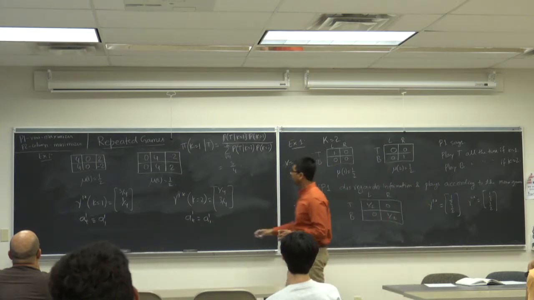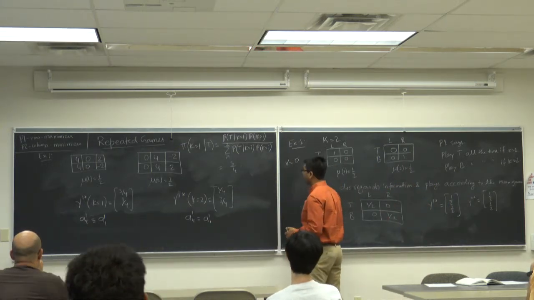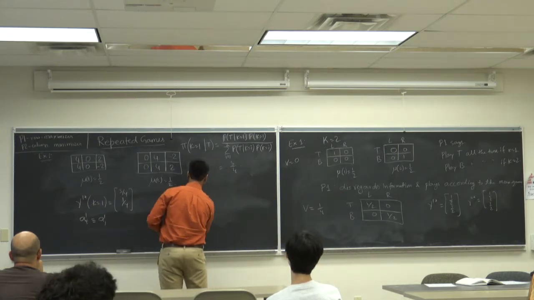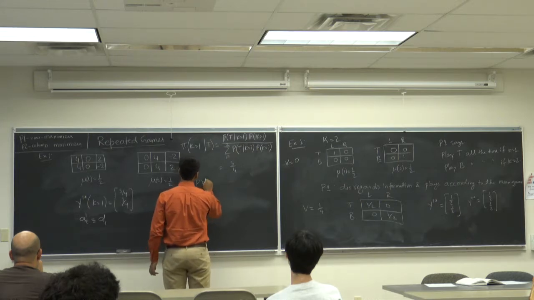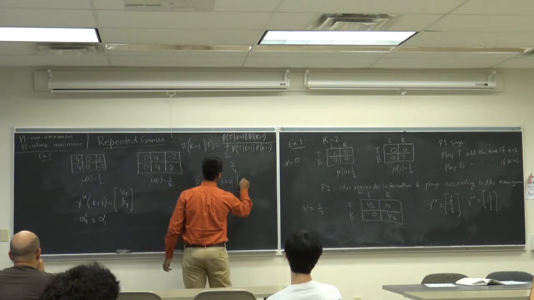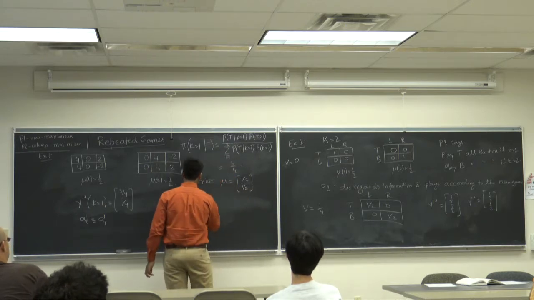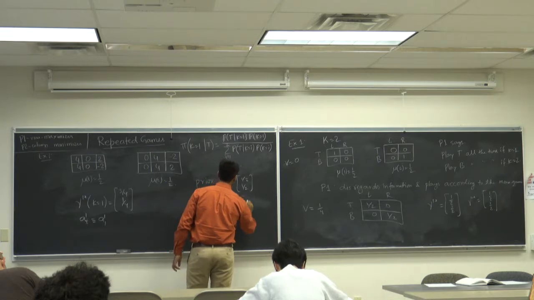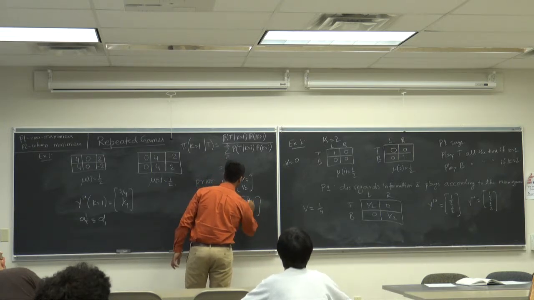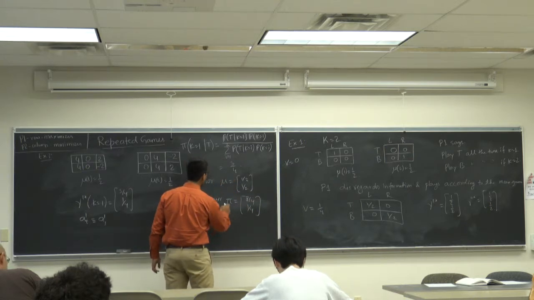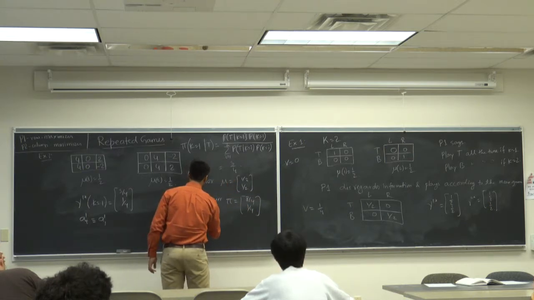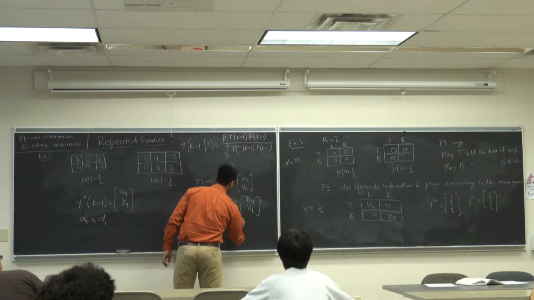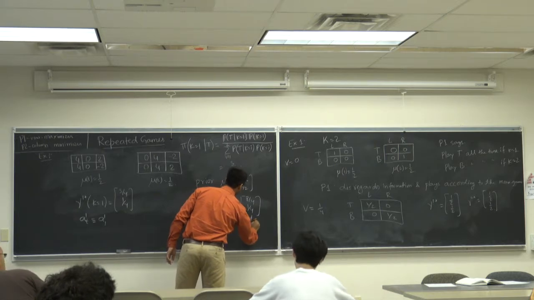So the prior was mu, which was 1/2, 1/2, and the posterior, which is pi, is 3/4, 1/4, assuming player 1 acted according to T, if P1 acted T at step 1.